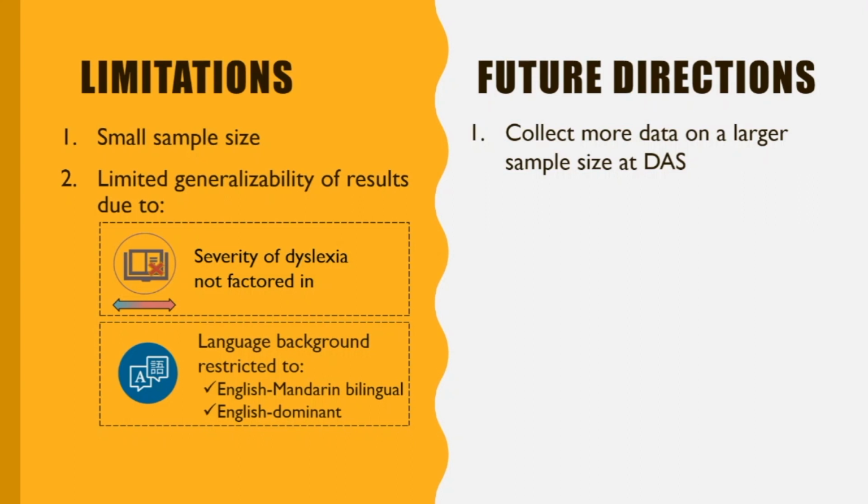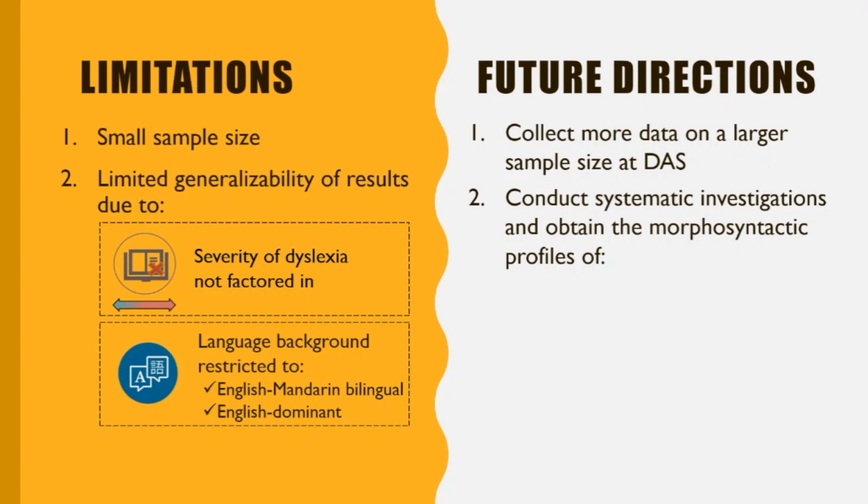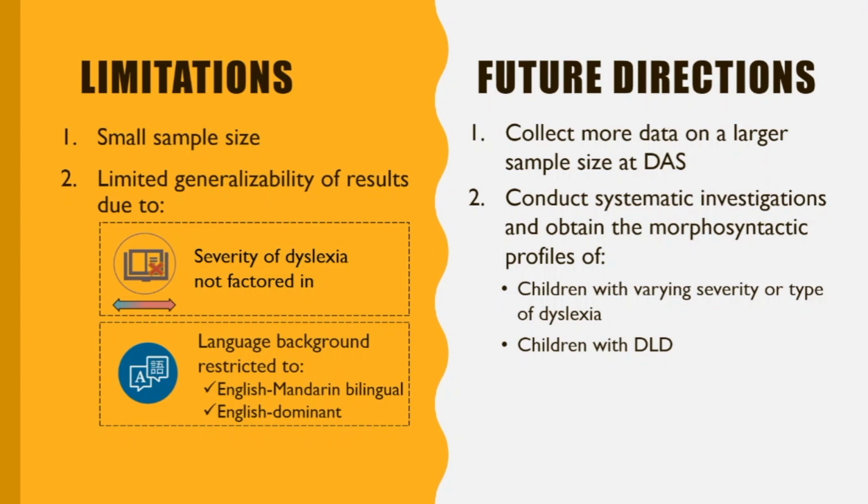So hopefully, more systematic investigations can be conducted so that we can get a profile of children with varying severity or type of dyslexia, or even the profile of children with DLD. That would be very useful for speech therapists. And also a profile for the bilingual language groups, other bilingual groups in Singapore. For example, the ones who have English as their second language. It would be interesting to know what kind of errors they are making.